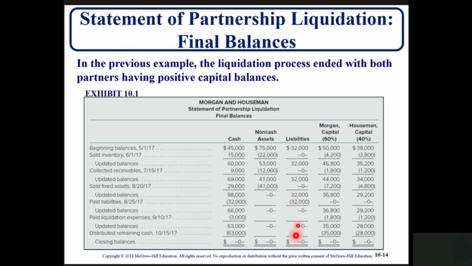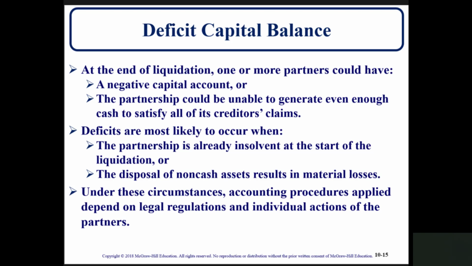And this was the activity and how we broke it up between cash, non-cash, and liabilities. And remember, the distribution of the remaining balance was $63,000. So each partner was able to share in the remaining $63,000 cash.